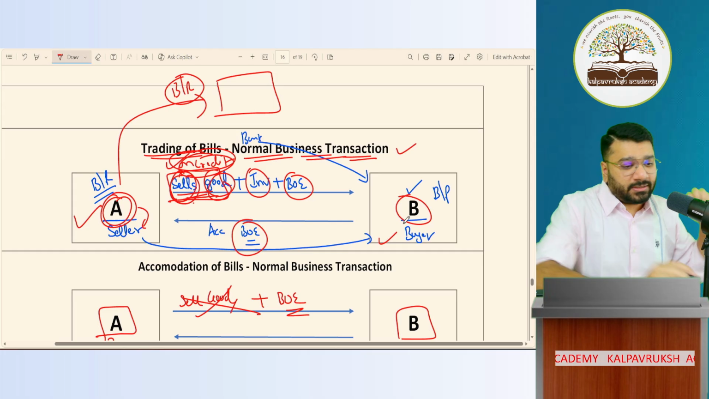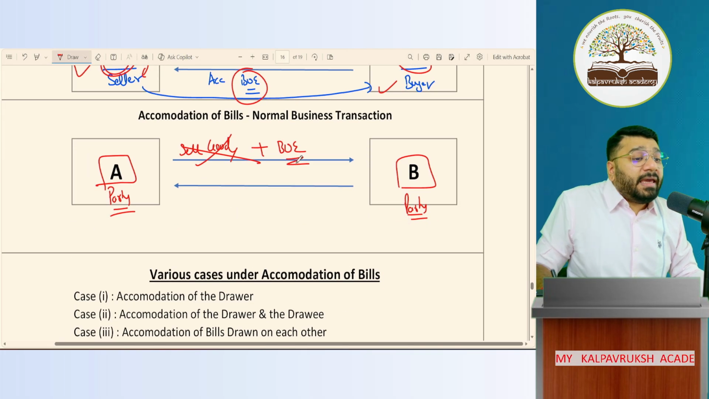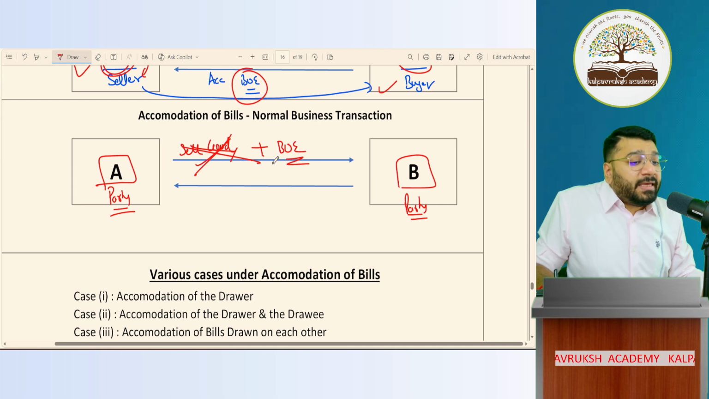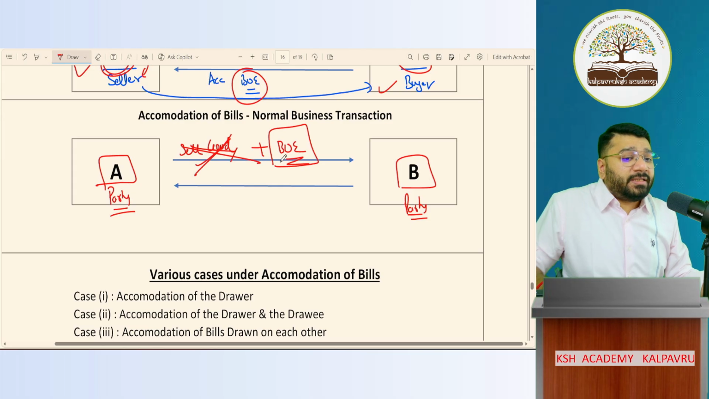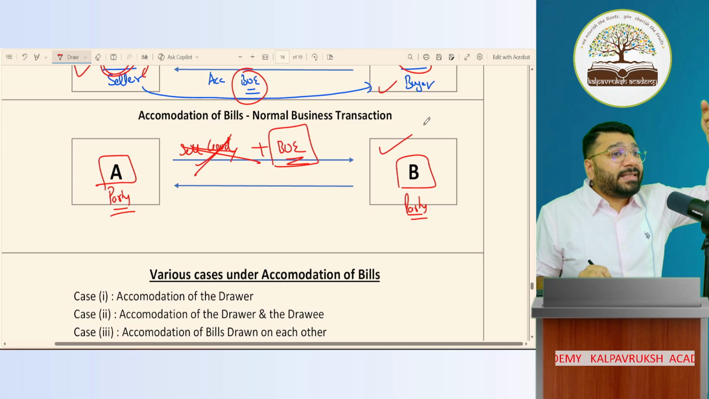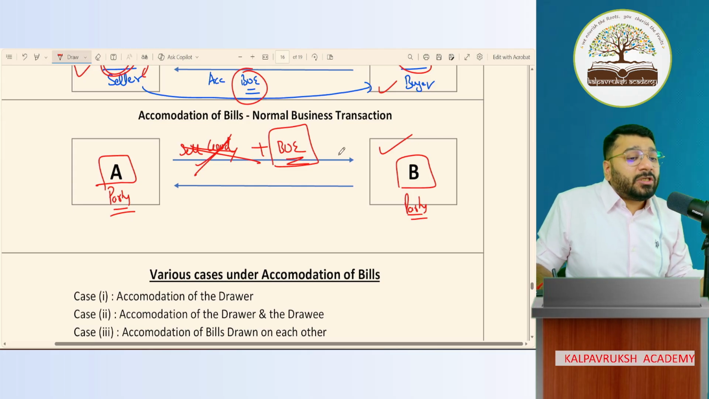Yes or no? Yes. Here, A is not selling any goods to B, but he is preparing one bill of exchange and giving it to B, telling B, after 90 days, you have to pay me money. How much money? Let's suppose 10,000 rupees. To which B is accepting also.